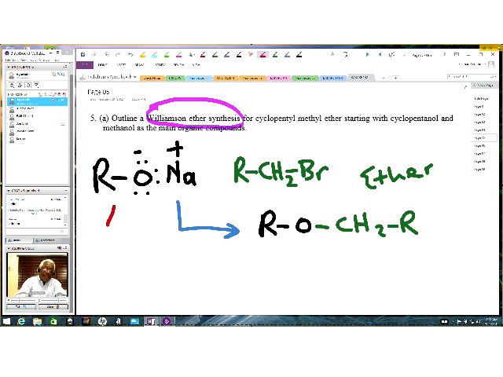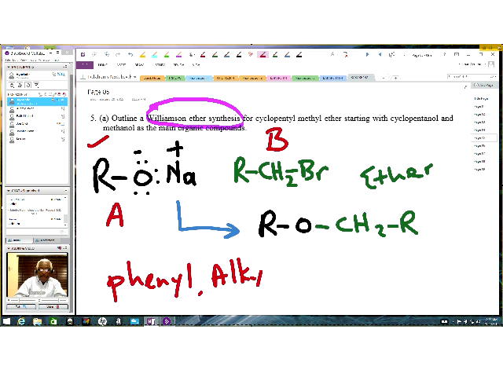Now, in order to help us out, let me go ahead and label this here. Let me call this alkoxide compound A, and let us call the alkyl bromide here compound B. Now, the requirement for the Williamson ether synthesis is that the alkyl group in compound A could be any type of alkyl group. It could actually be a phenyl group, a benzene type molecule. It could be tertiary, secondary, or primary alkyl group. So that is the requirement for the alkyl group in compound A.